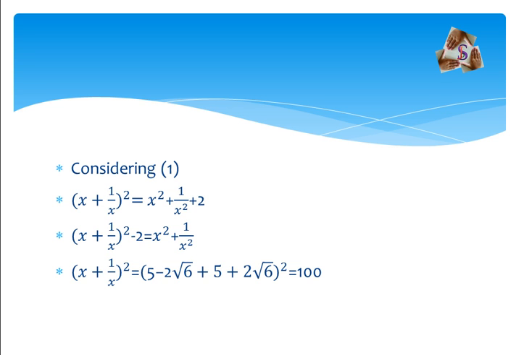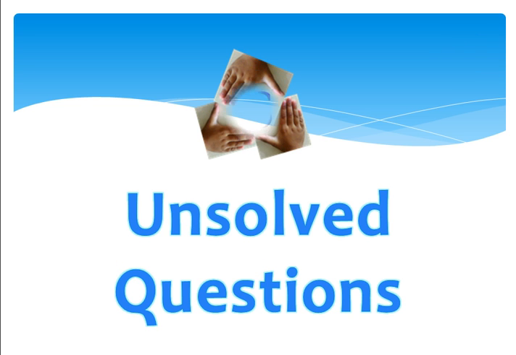So what is x plus 1 by x whole square? I get that as 5 minus 2 root 6 plus 5 plus 2 root 6 whole square. 2 root 6 gets cancelled, so it's 10 square, that is 100. So x plus 1 by x whole square minus 2 is 100 minus 2, that is 98. Therefore, x square plus 1 by x square is 98.